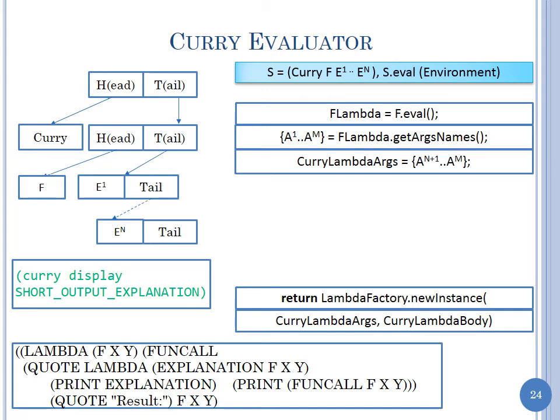Curry lambda args are the ones that have not been supplied. Okay, so we have A1 to AM are the arg names. Some of them have been supplied. So whatever has not been supplied are the args to my lambda. We are assuming M is less than N. Yeah.